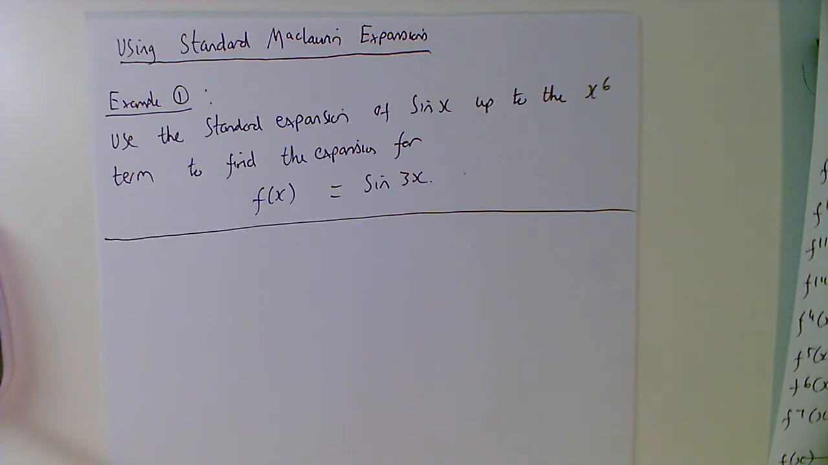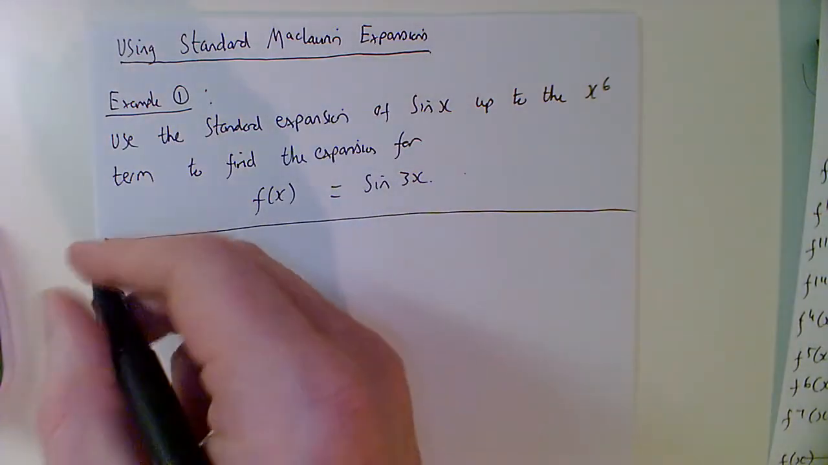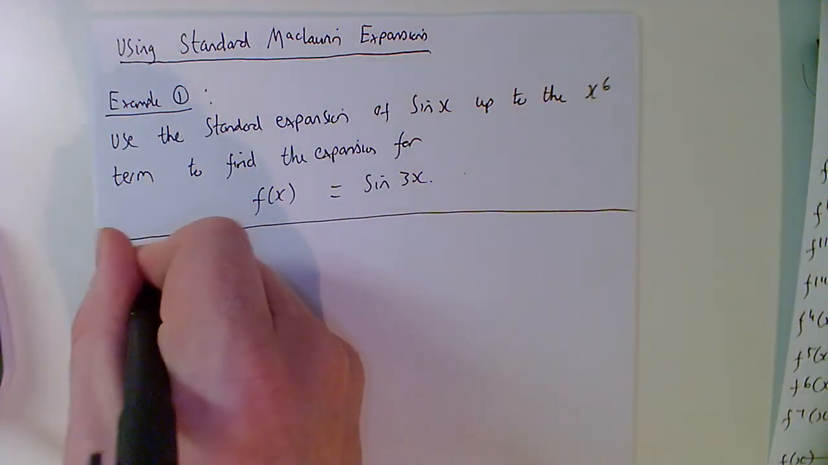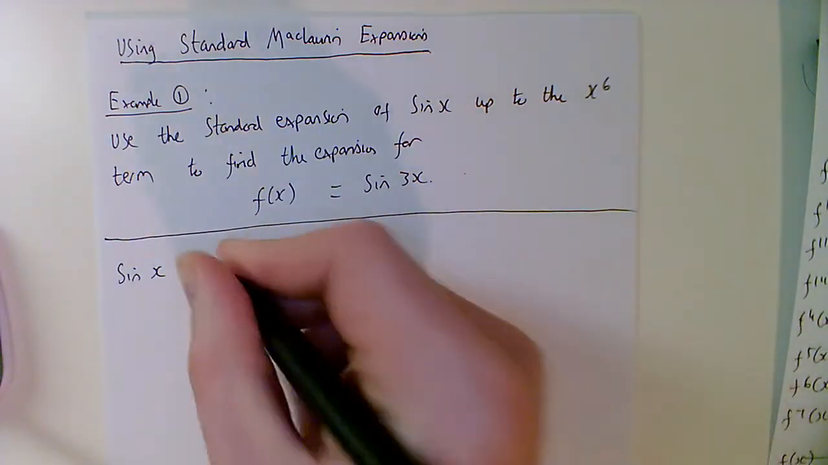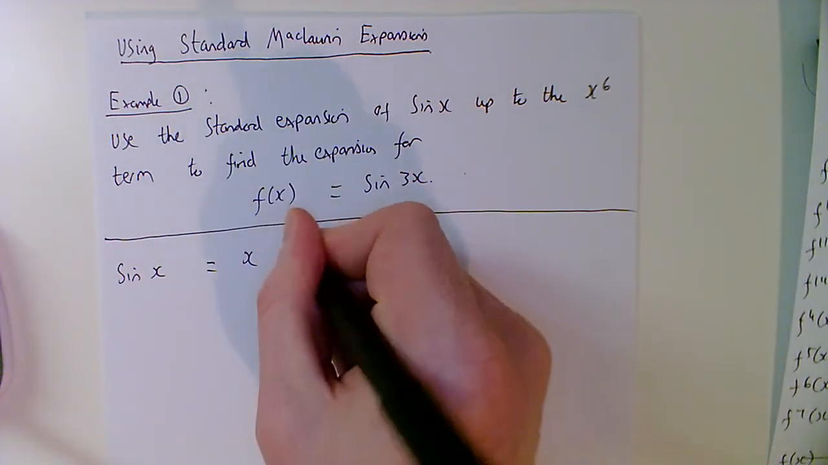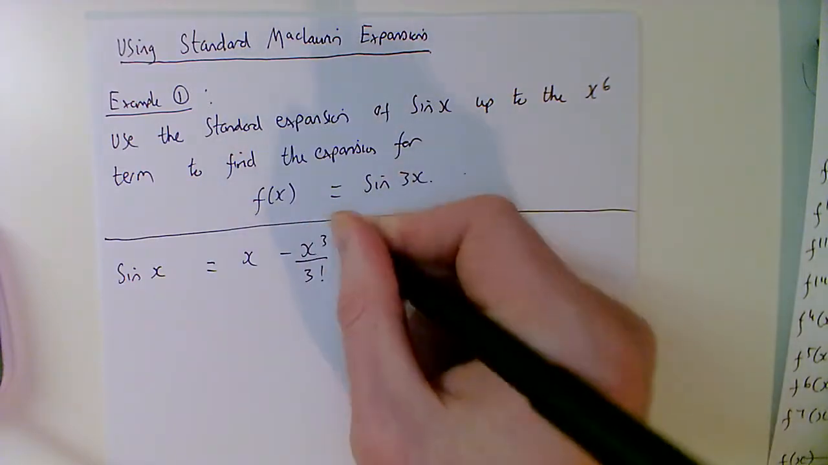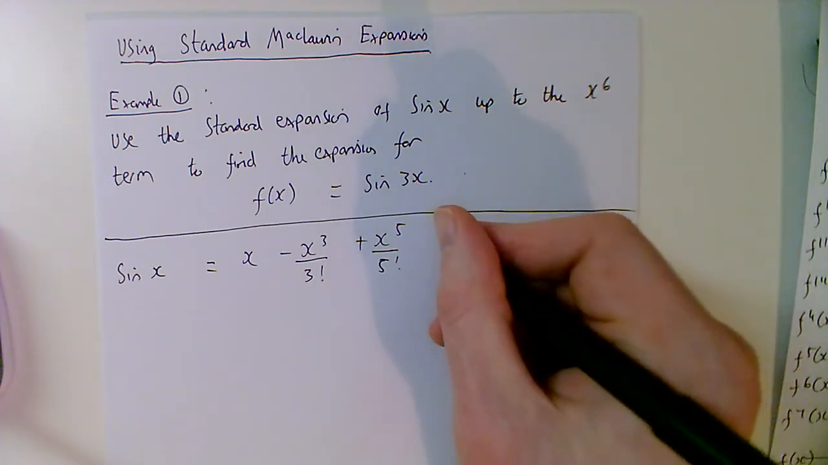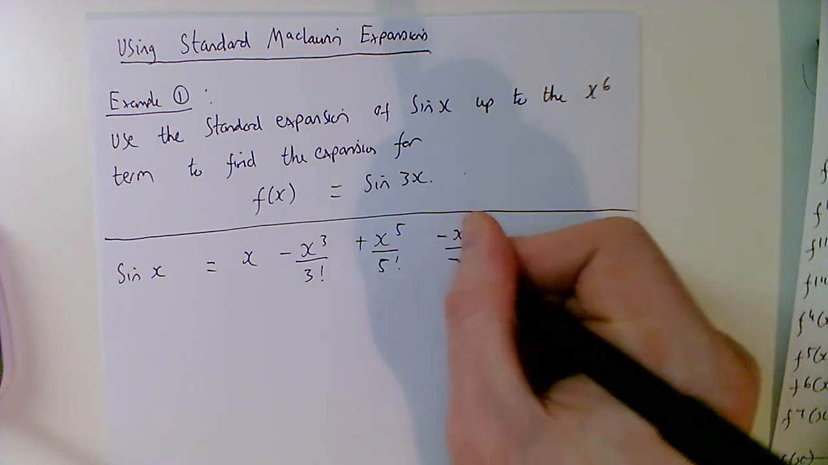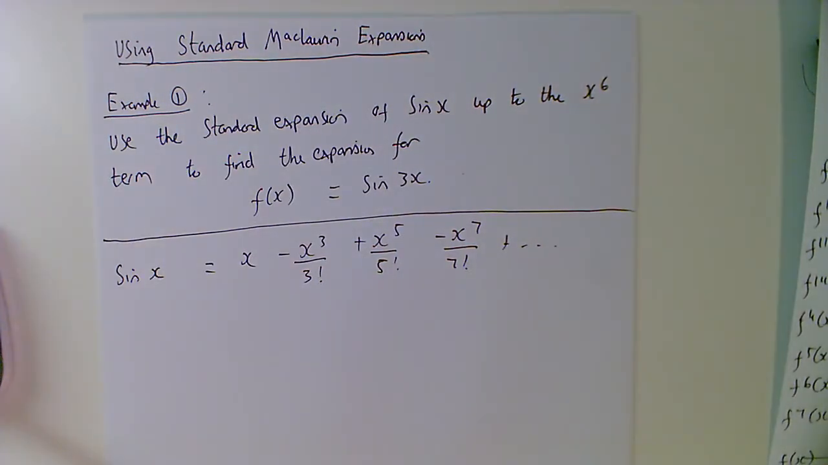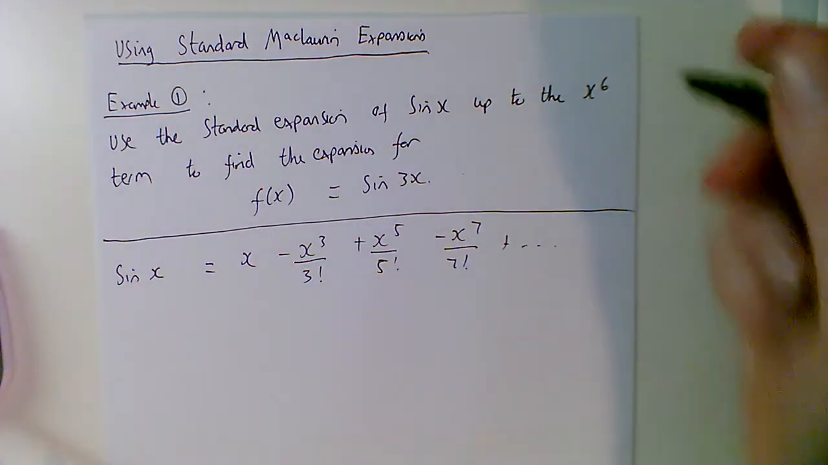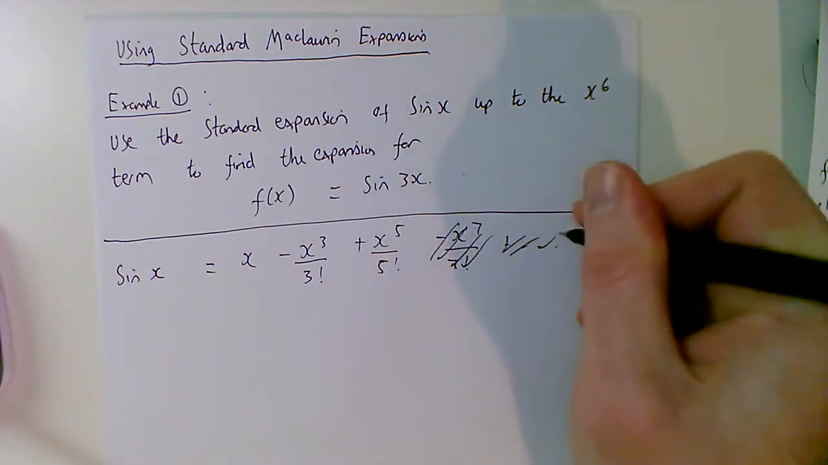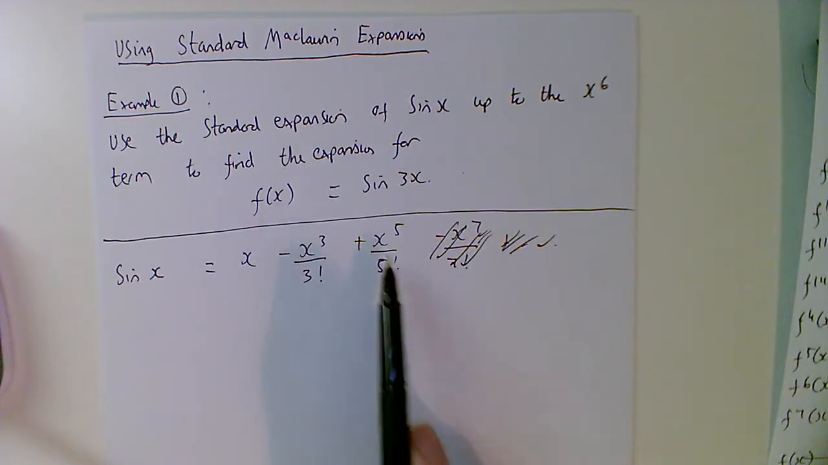So what I do is I see that I have a standard Maclaurin expansion for sin x. So I'm going to write that down first. So sin x would be x, take away x cubed over 3 factorial plus x to the power of 5 over 5 factorial, take away x to the power of 7 over 7 factorial, etc. Right? Now, all I'm interested in is up to the x to the power of 6 term. So I know I'm not going to use that. I know I'm only going to be involved in these 3 terms here.